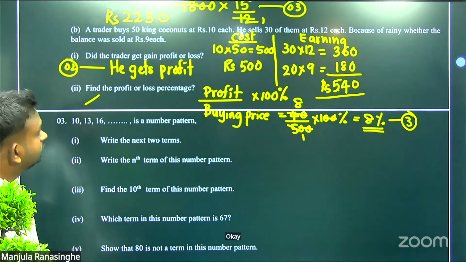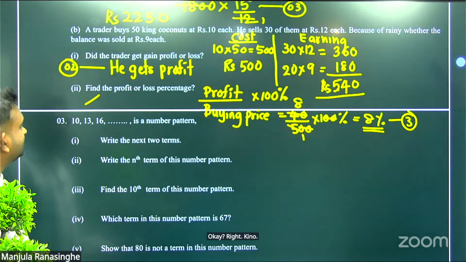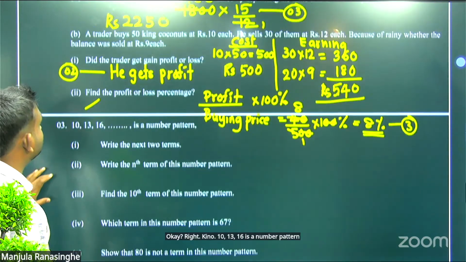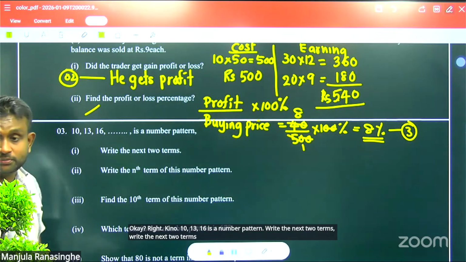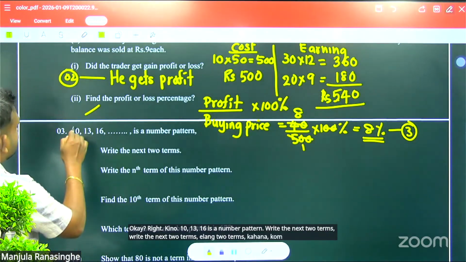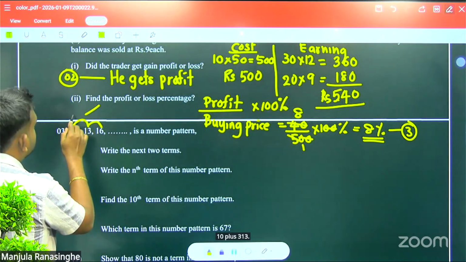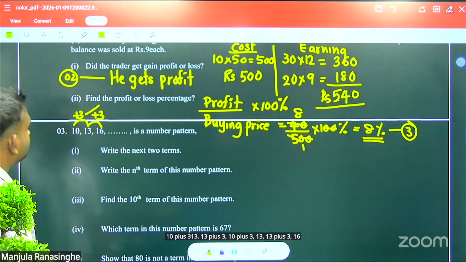Okay, right. Is that clear? A question comes: 10, 13, 16 is a number pattern. Write the next two terms. How do we get them? 10 plus 3 is 13. 13 plus 3 is 16. Okay, next two terms.